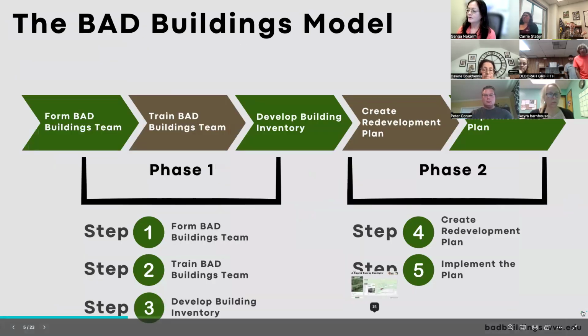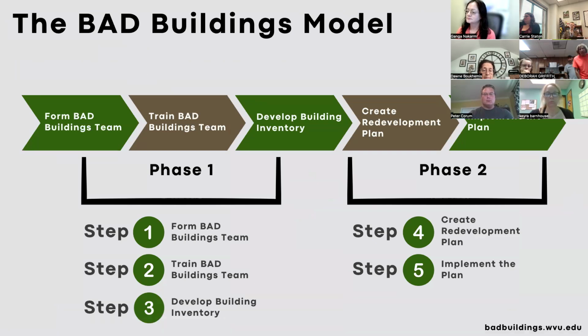And looking at our model, it's a two-phase model. So the first step in that model is going to be forming the bad buildings team. The second step is when we'll have our first community meeting and we'll come in and we'll train everyone. We'll train those teams how to do the surveying that we do. Step 3 will be us coming back and developing the building inventory.